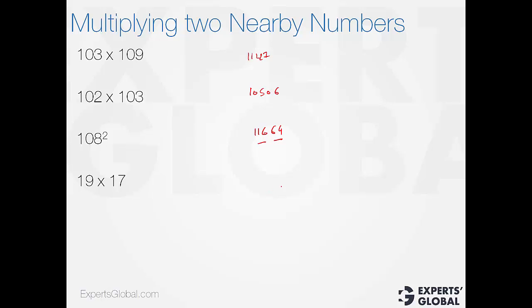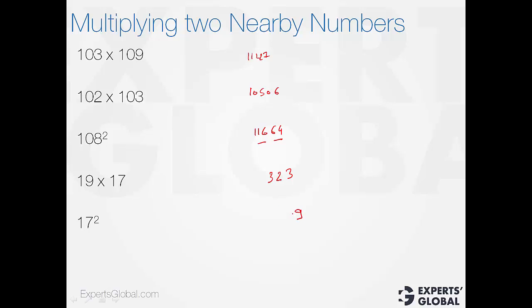19 into 17. On the right side, it would be 9 into 7, 63. 3, 6 carry. 19 plus 7 is 26. 26 plus 6 carry is 32. So it's 323. 17 square. 17 square means 7 square, 49 comes here.